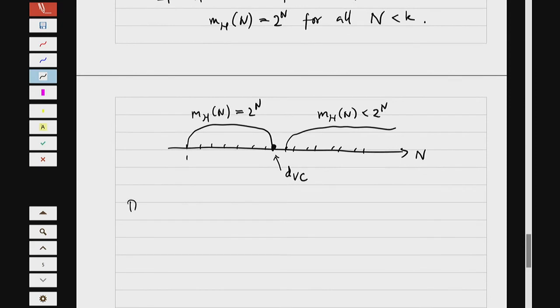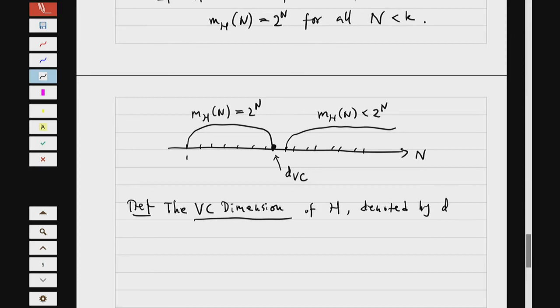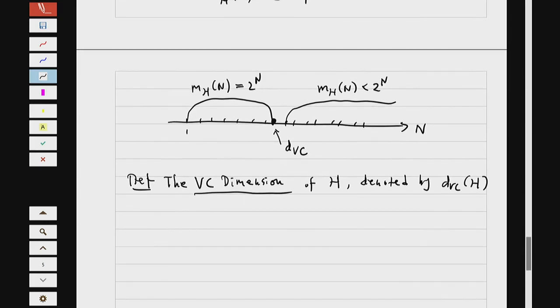So that's the definition. The VC dimension of H, the hypothesis set, denoted usually by d_VC(H), is the largest n such that the effective number is 2 to the nth power.